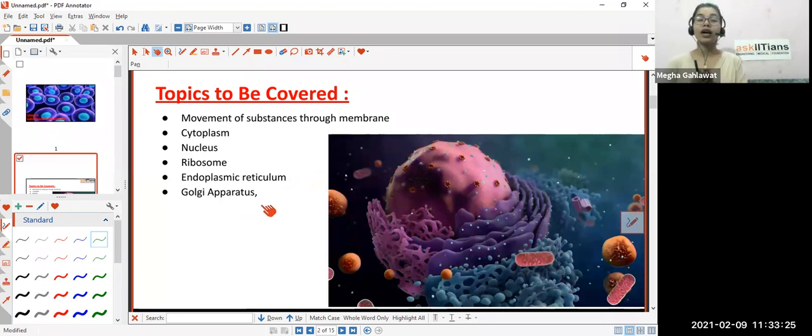Now, the important part for you here is that most of the questions that you'll encounter in the Olympiads or in your subjective question papers of the school will be on the nucleus and the endoplasmic reticulum. Now, these are the most important organelles of the cells from which the questions are frequently asked. But don't you worry, we'll be covering all of that.